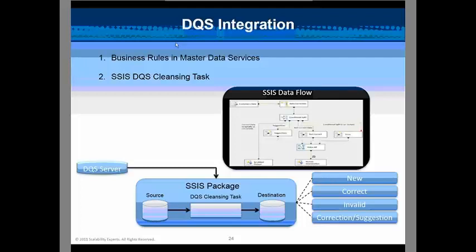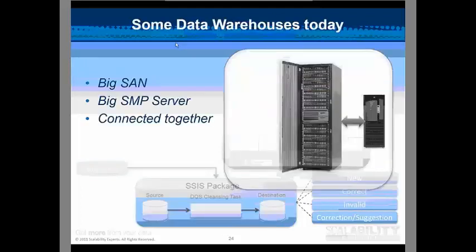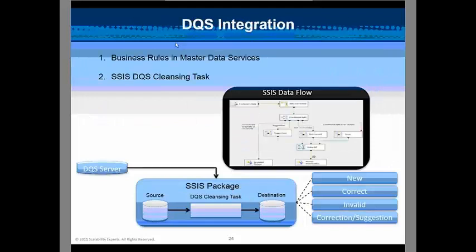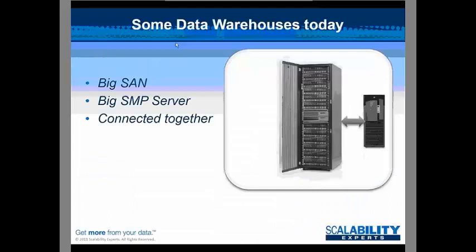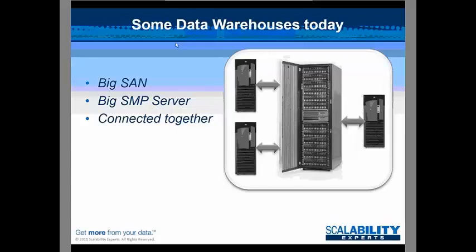So that is the majority of what's been new within SQL 2012 as far as BI is concerned. And we've got a few minutes here. I'm going to run very quickly through some architecture and some of the problems we see out there today with data warehouses. One of the biggest things that we see is people will set up, they'll connect their SQL servers to these big SANs, big servers, and they keep adding servers and servers and servers to these SANs.